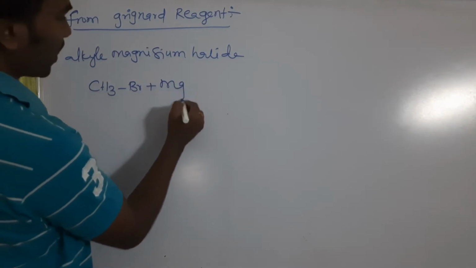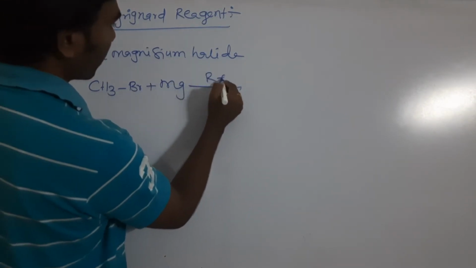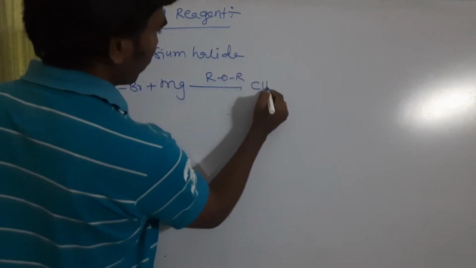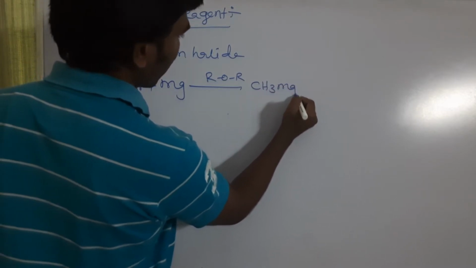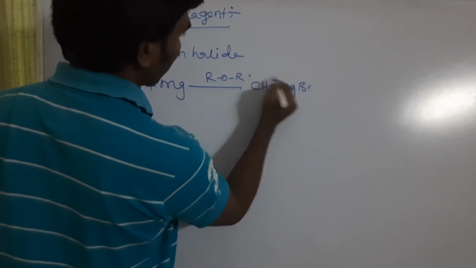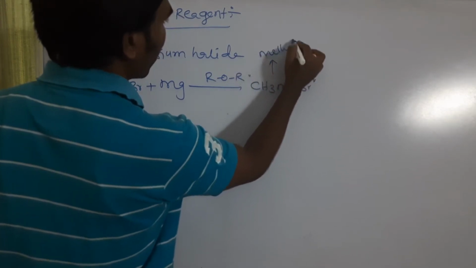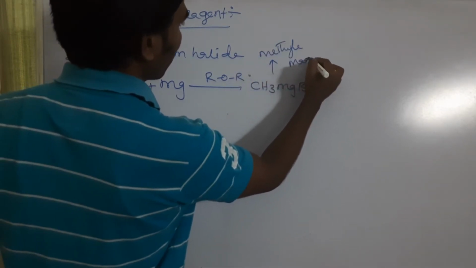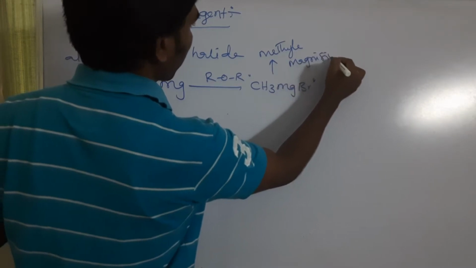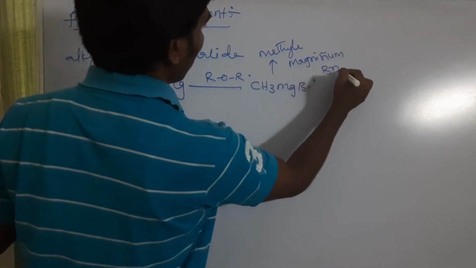CH3Br, when it reacts with magnesium in the presence of ether, is going to form CH3MgBr. The name of this one is methyl magnesium bromide.